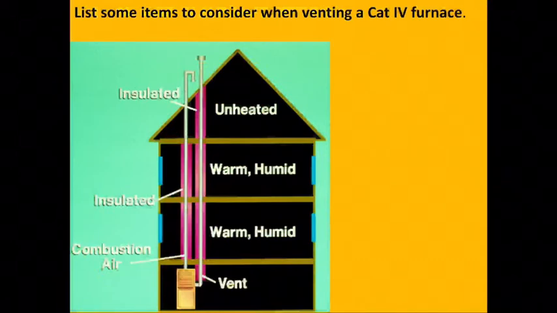So I want to talk a little bit next about some of the items that maybe we should consider when we're venting a Category 4 furnace. I've got an application with a furnace in a basement. I'm showing combustion air and intake pipes running through maybe some interior walls up and through an attic and out the roof. A lot of contractors will try to put a furnace in similar to this, such that it reduces the penetration on the exterior side of the house, but it does put it through the roof.